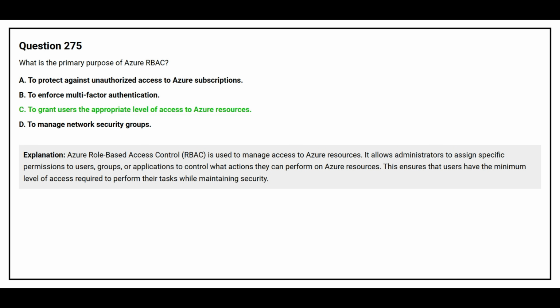Azure Role-Based Access Control (RBAC) is used to manage access to Azure resources. It allows administrators to assign specific permissions to users, groups, or applications to control what actions they can perform on Azure resources. This ensures that users have the minimum level of access required to perform their task while maintaining security.